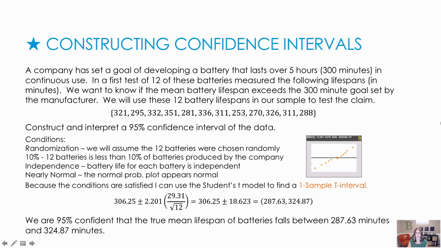Now, because I'm sort of testing a claim here, it says we'll use these 12 batteries to test the claim. Notice that I'm testing the claim of if it's exceeding 300. Well, looking at my values, 300 falls in my interval. So if 300 is in my interval, do I think that it's going to exceed those values? No. If I were going to reject or fail to reject, I would fail to reject the null.